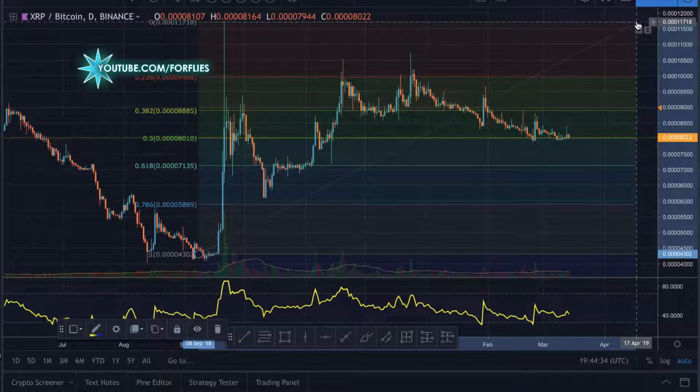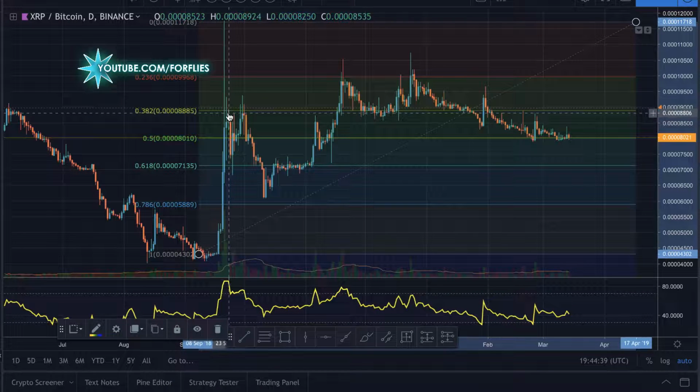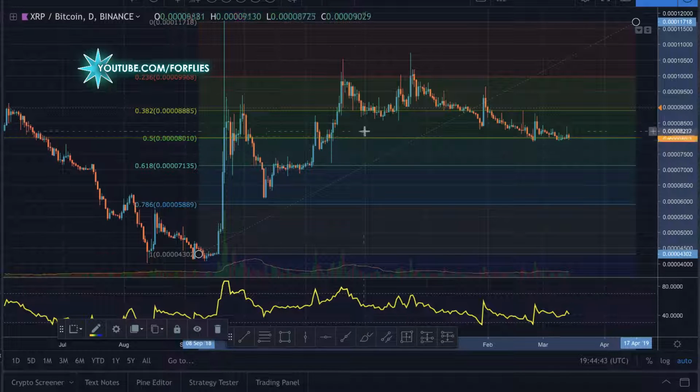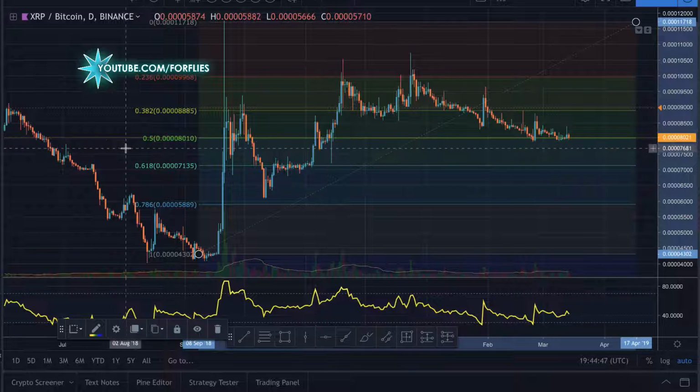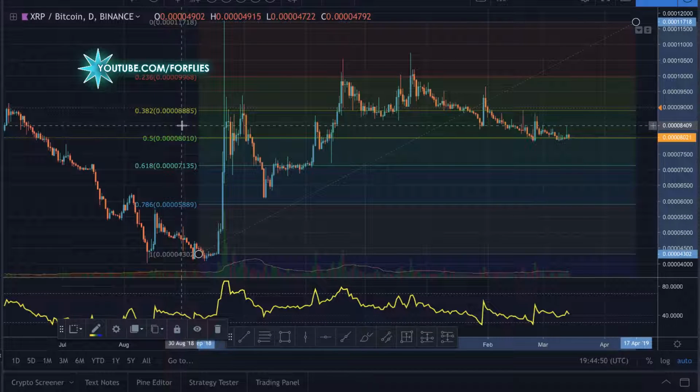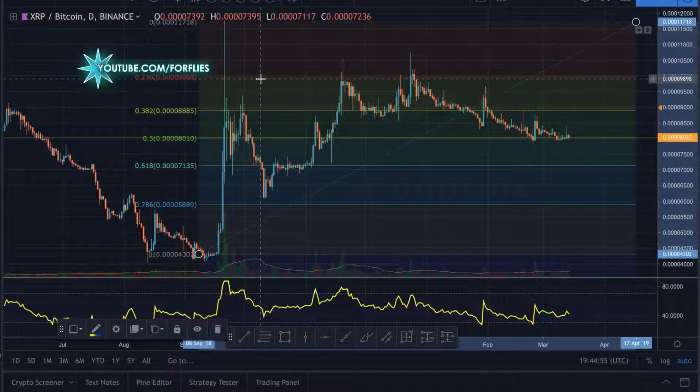Now, I like to draw it from here because in this case, not only is the 382 level respected as resistance, the 618 level is respected as support, and in between the 0.5 level also has some interaction. So at every single significant line, 382, 0.5, 618, we're getting trading action on the Fibonacci, and that is why I think it was accurate to draw it from this level.